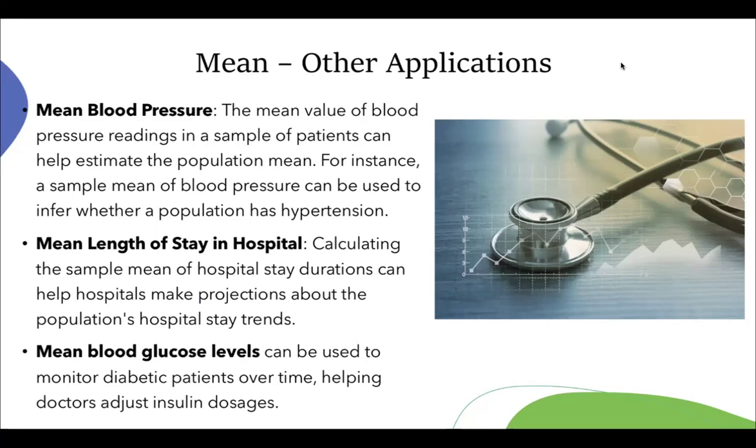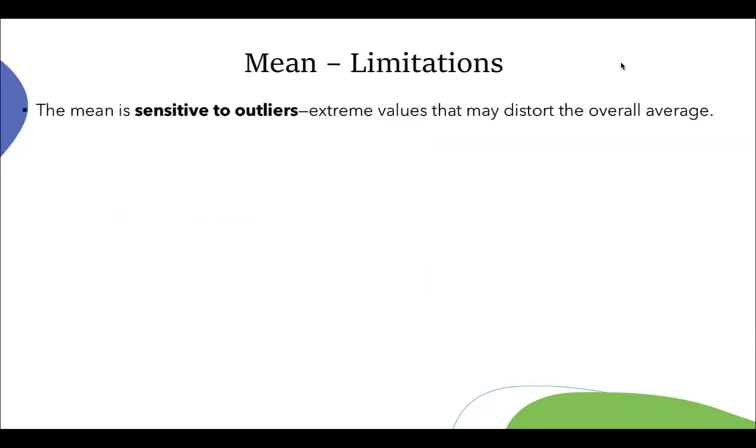We could also calculate mean blood glucose levels to monitor diabetic patients over time and help doctors adjust insulin dosages. So we do have some mathematical limitations of the mean. And one of the limitations is that it's very sensitive to outliers.